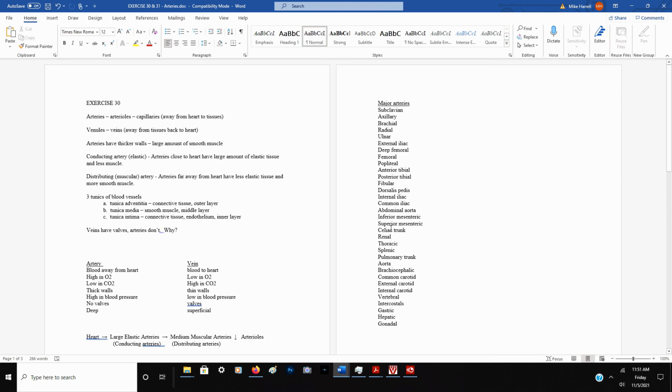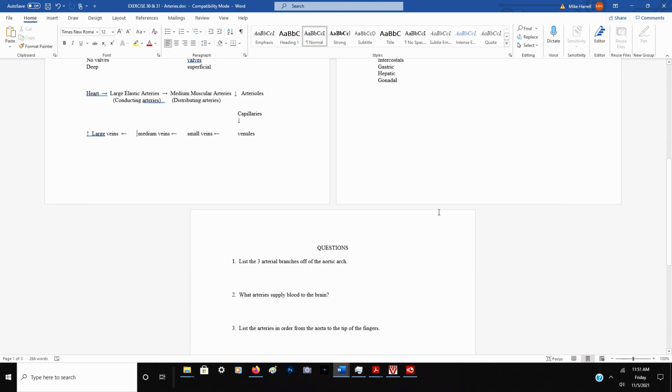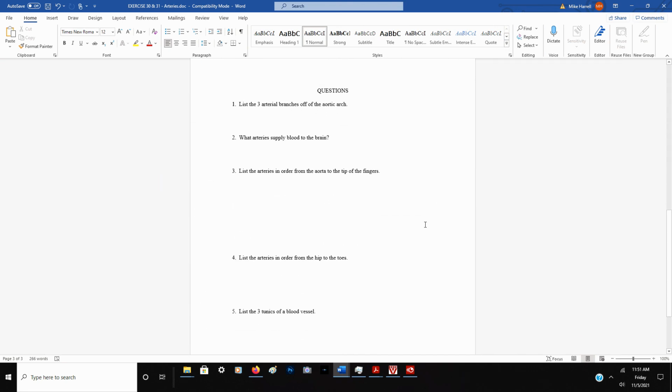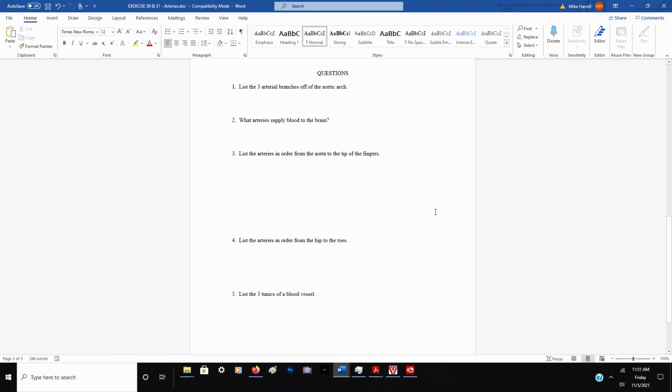So here's a lot of the major arteries we're going to look at. We've got pictures for all these in our lab book right here. And here's some good little questions to ask yourself too. The end of the lab book always has some good questions, and here's some others you can add to it. So we'll continue with our lab book next time.